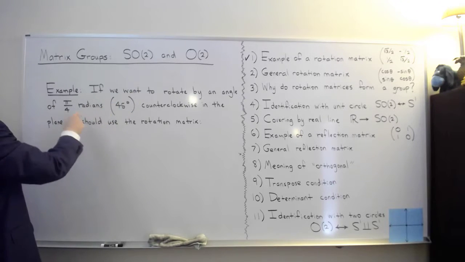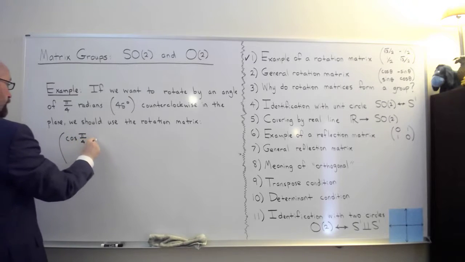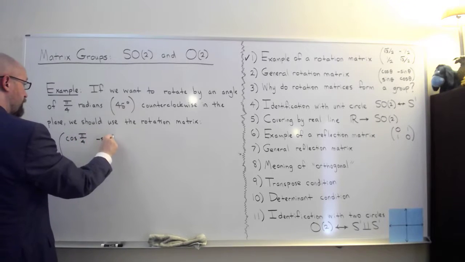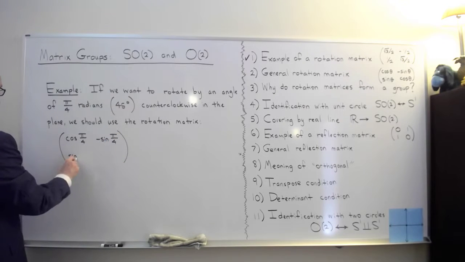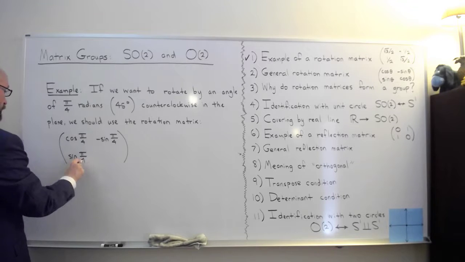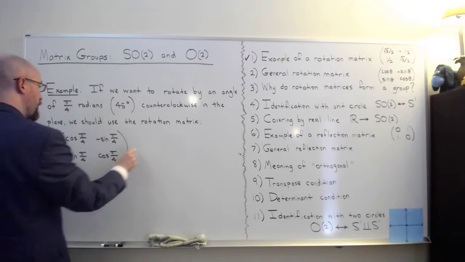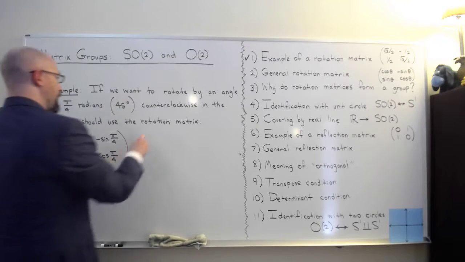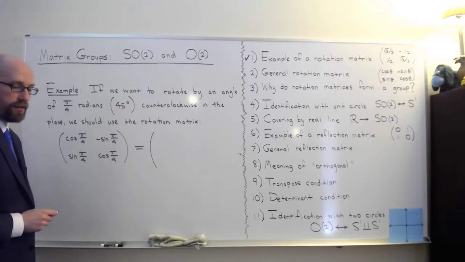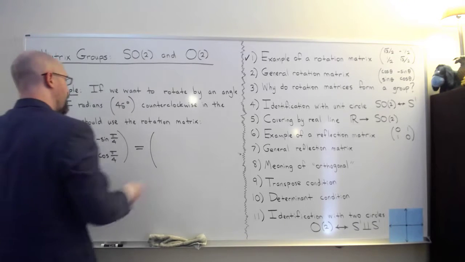Cosine, now the theta is pi over 4, so this is going to be cosine pi over 4, minus sine pi over 4, sine pi over 4, cosine pi over 4. And we can tell what these numbers are. And if you don't remember off the top of your head, you can look in a trig book, or you can look for cosines and sines of special angles online or something.